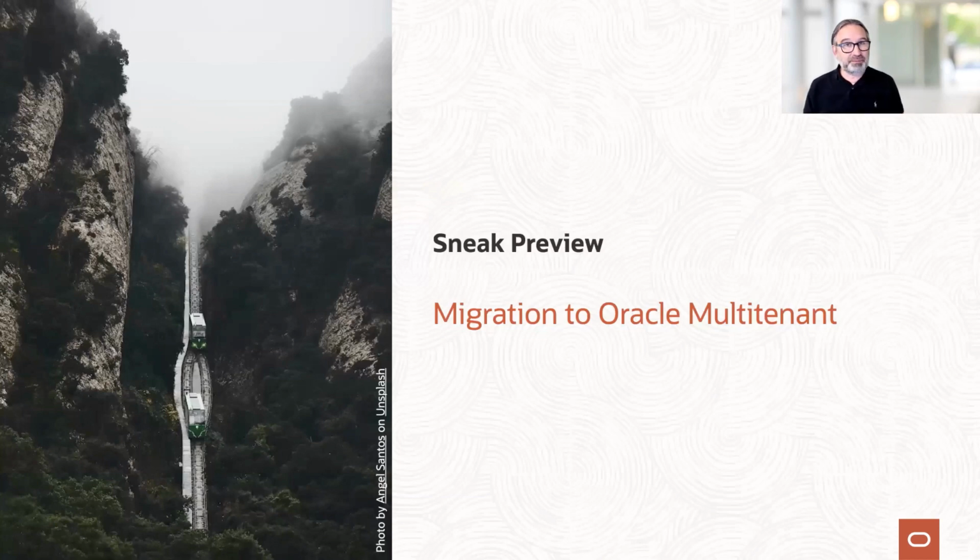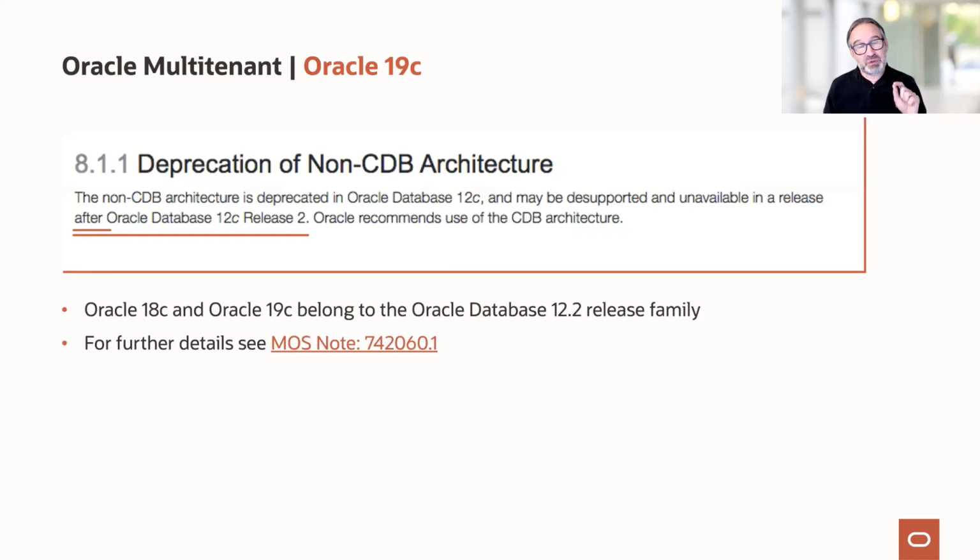Then a sneak preview into migration to multitenant. Why did we add that here? First of all, to advertise our 4th session, multitenant, but also, you know that sentence already, I'm pretty certain. The non-CDB architecture may not be available anymore in a release after 12 release 2. 12 release 2 means 12.2.0.1, 18, and 19. So until 19c, you still have non-CDBs, no worries. But after 19c, with 21c, there's no non-CDB architecture anymore.